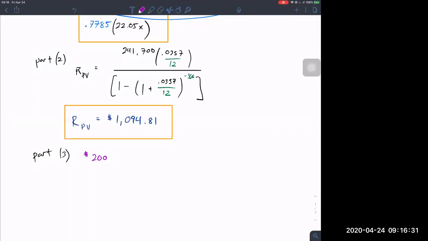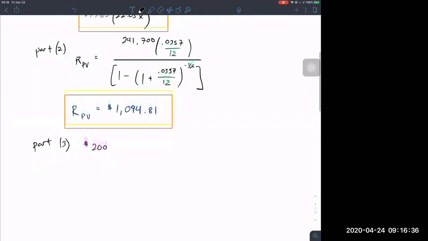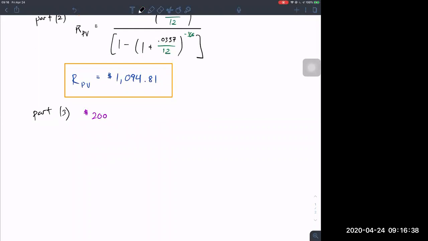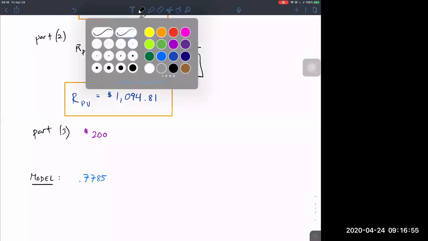It's just there for you to use as reference. Now the model, right? The model itself for this problem, your base model, that's the way to think of it, right? Is the following. It's 0.7785 times your hourly rate.